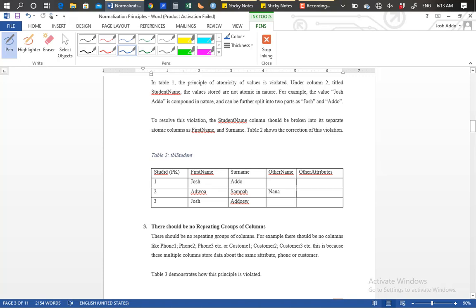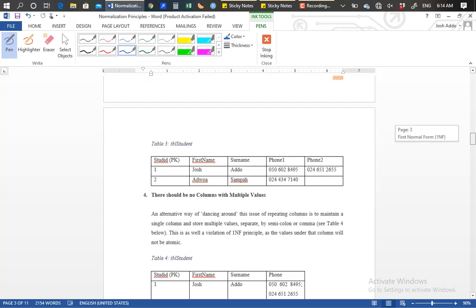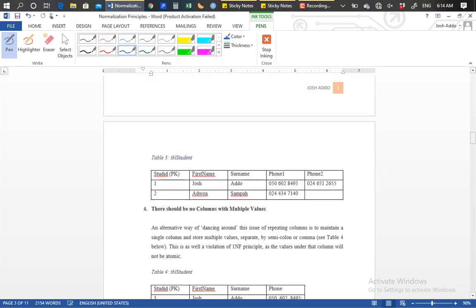Because how would you divide Ajua, for example? If you divide, it doesn't represent a name. So that's how we resolve the problem of atomic values. The third principle under first normal form is that there should be no repeating groups of columns. There should be no repeating groups of columns. And let's use table 3 to explain that.